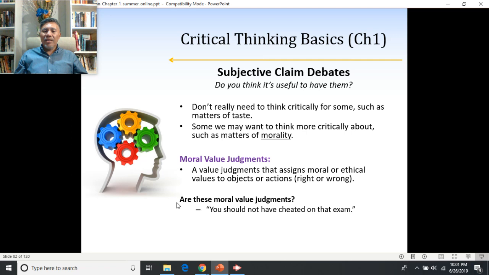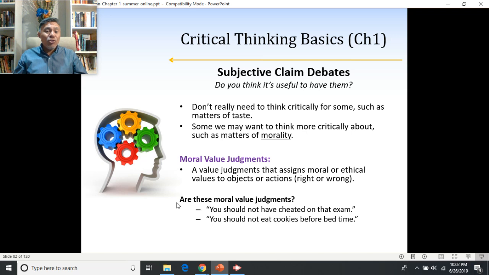It's really a judgment based upon whether or not you are more likely to get caught. So not really a judgment about what's right or wrong in a moral, ethical sense, but right or wrong in the sense that you might get caught by the teacher. So claims aren't necessarily one or the other. Moral value judgments are not. It all depends on context.